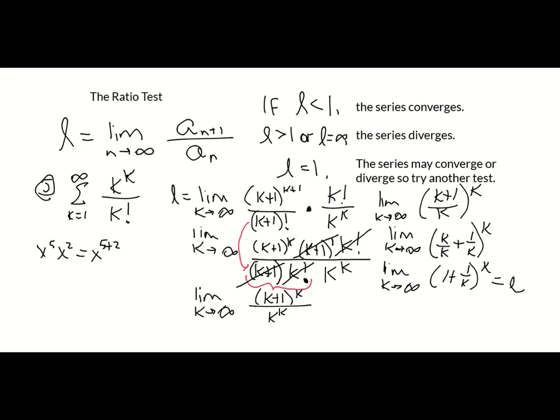This was something we learned in the very first unit of the year. What do you know about the number e? This is the answer to the limit problem. Is it less than 1? Is it greater than 1? Is it equal to infinity or is it equal to 1? Well, e is a number that is greater than 1. And if it's greater than 1, what do we know about this series? This series must be diverging. It diverges by the ratio test.